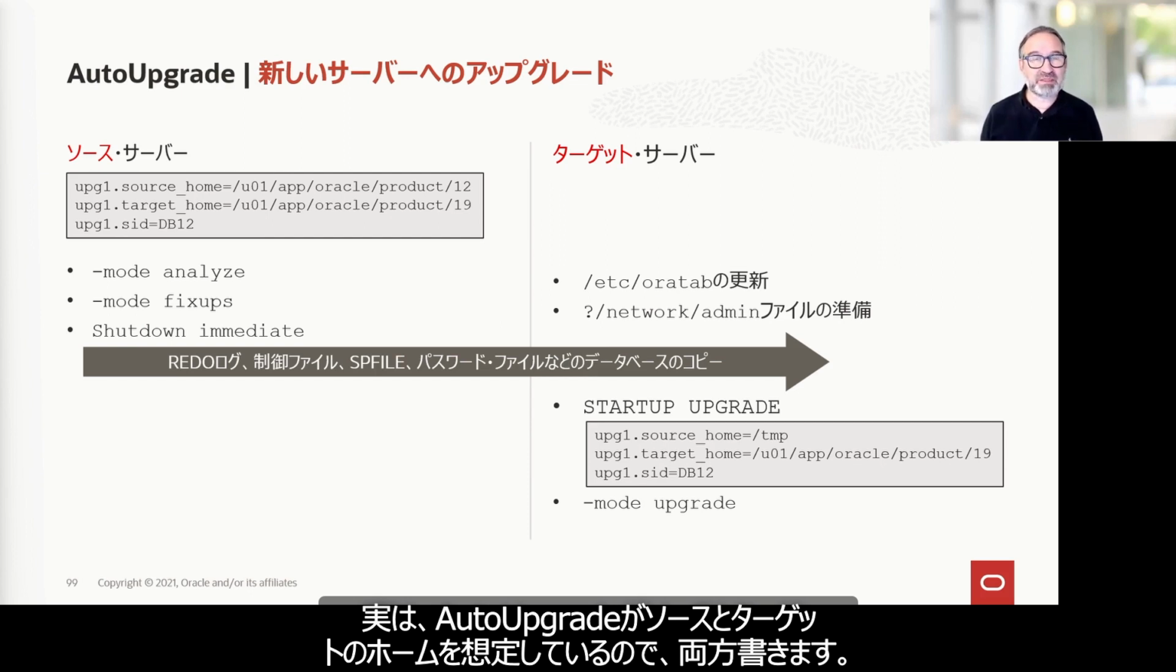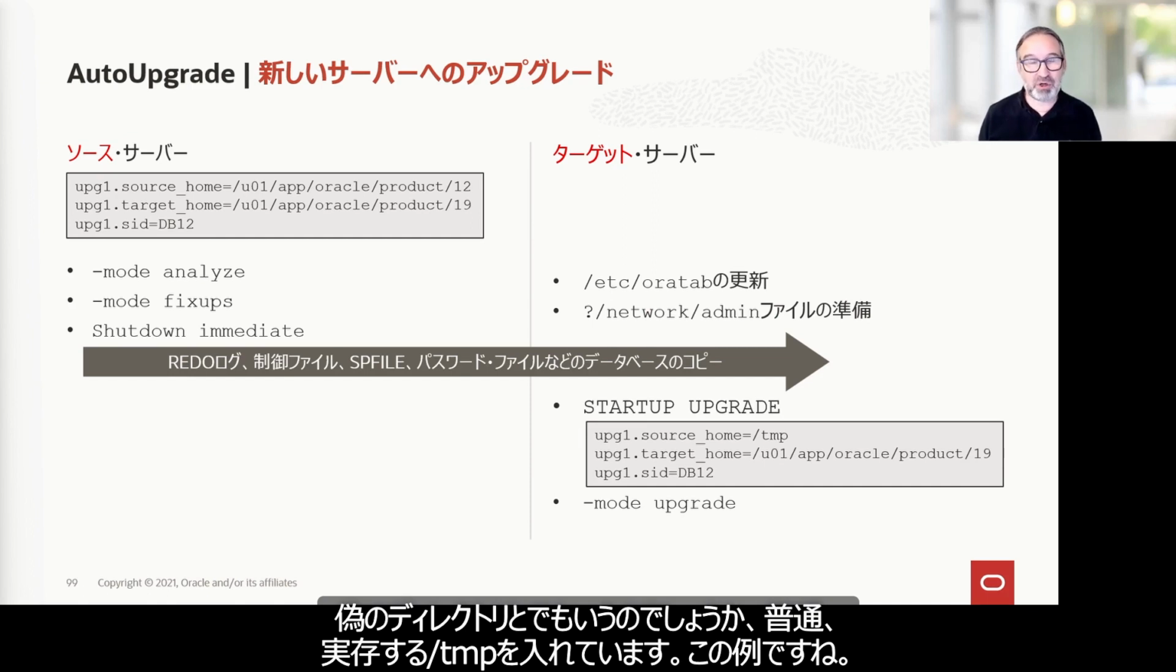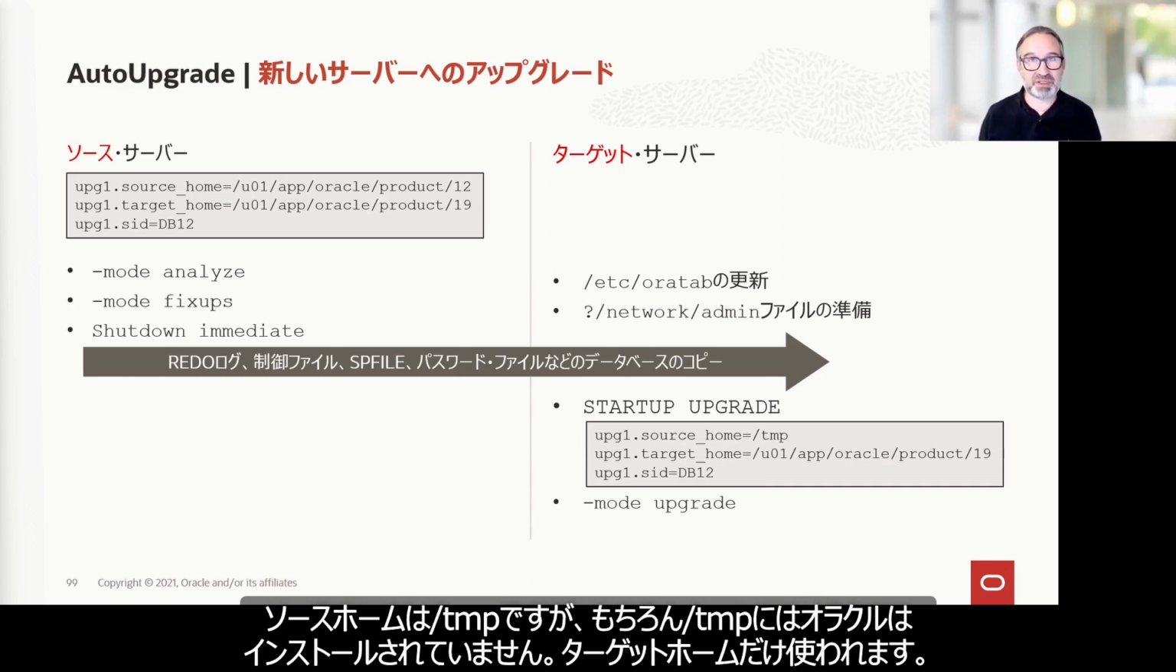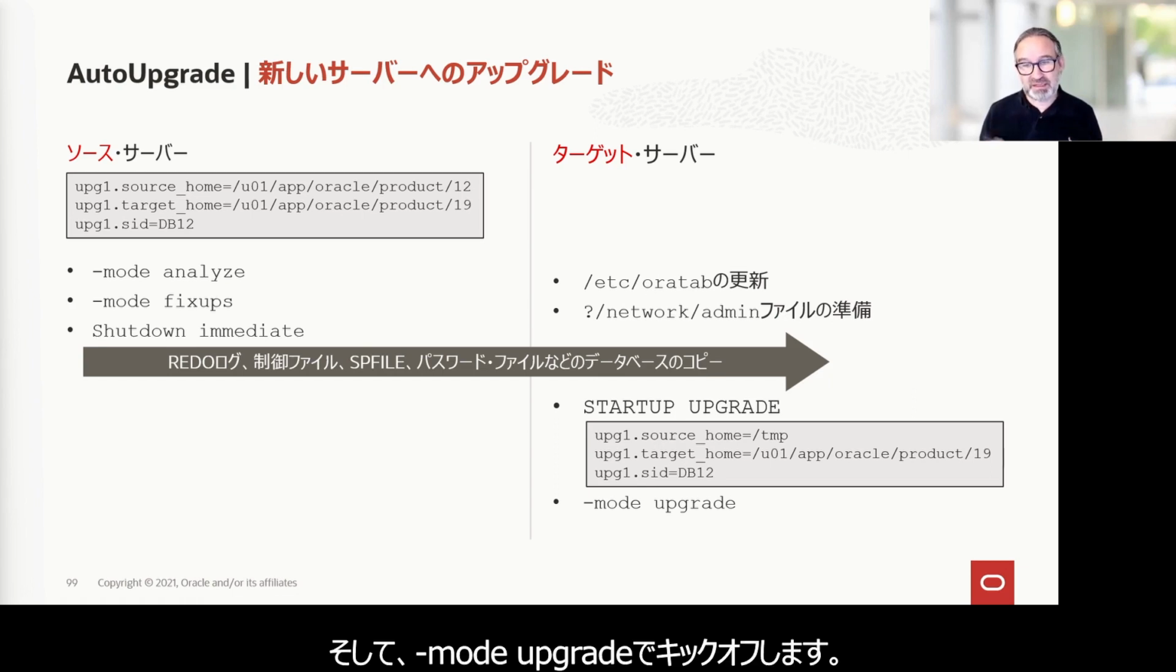And this is now sort of, I wouldn't call it a secret, but this is what we have to do. As AutoUpgrade expects source and target home, but neither on the production side, on the source, is there a target home, nor is there a source home on a target machine. We have to just put in, I would call it a fake directory, or I usually put in TMP because that exists on my boxes. So source home TMP, even though there's no Oracle installed in TMP, of course, only the target home. So basically, the tool requires that we have both parameters, source and target home, but you don't really need the homes there on the machine. The home is not there. And then I kick it off with -mode upgrade, and that's it.